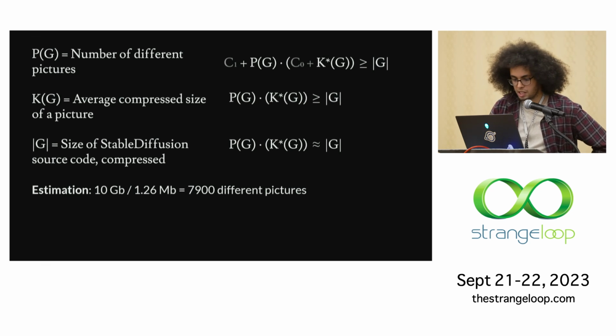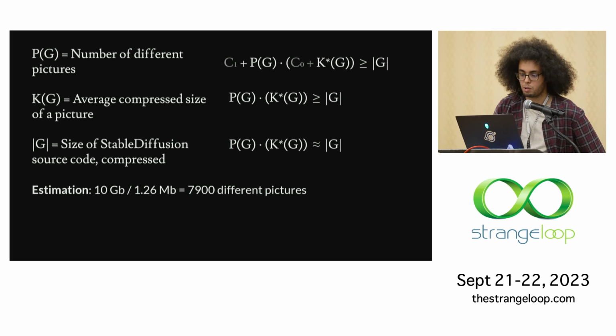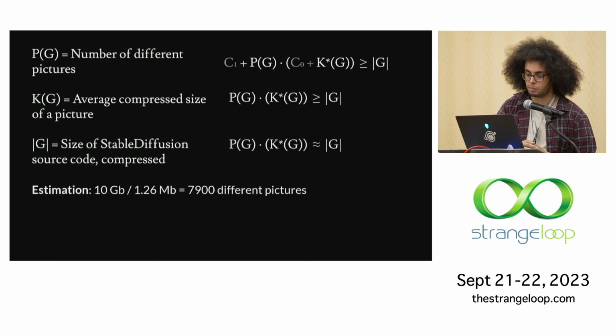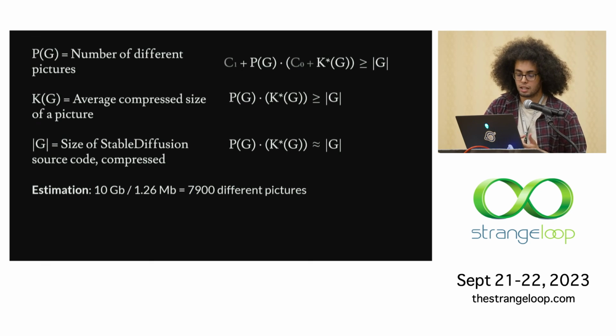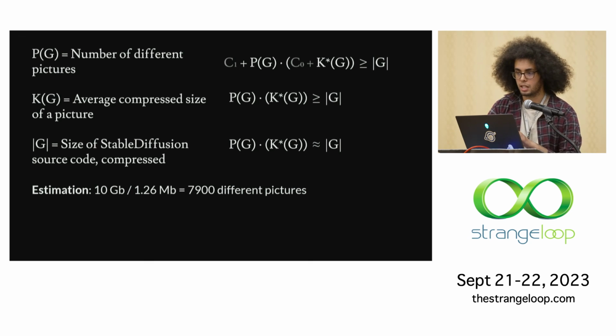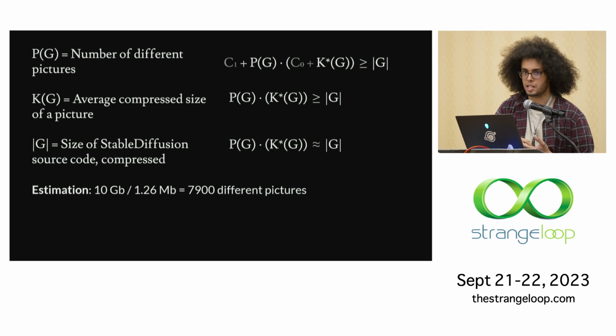Again, same steps, estimations. Stable Diffusion's version 1 takes about 10 gigabytes of space. It takes much more RAM, but on just raw disk space, it's 10 gigabytes. And the average size of a picture transmitted by Stable Diffusion is around 126 megabytes. It's a 256 by 256 picture. So that gives us an estimation, in the ballpark, of 8,000 different pictures for Stable Diffusion 1.